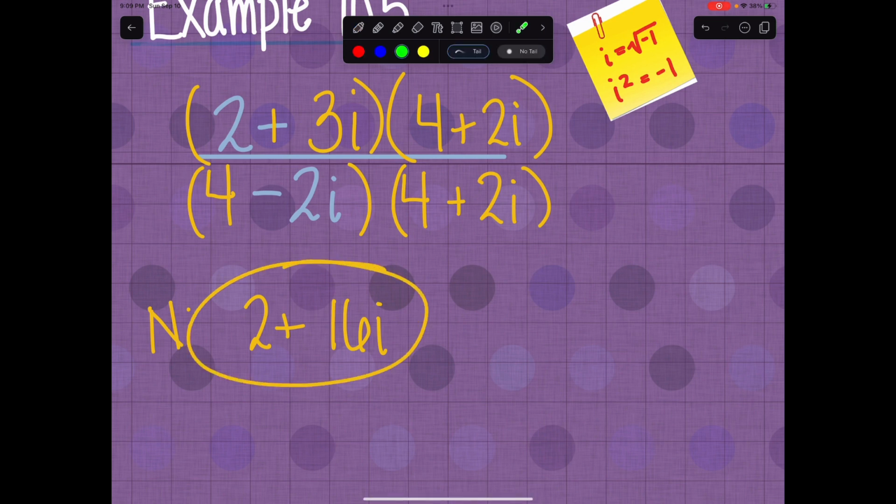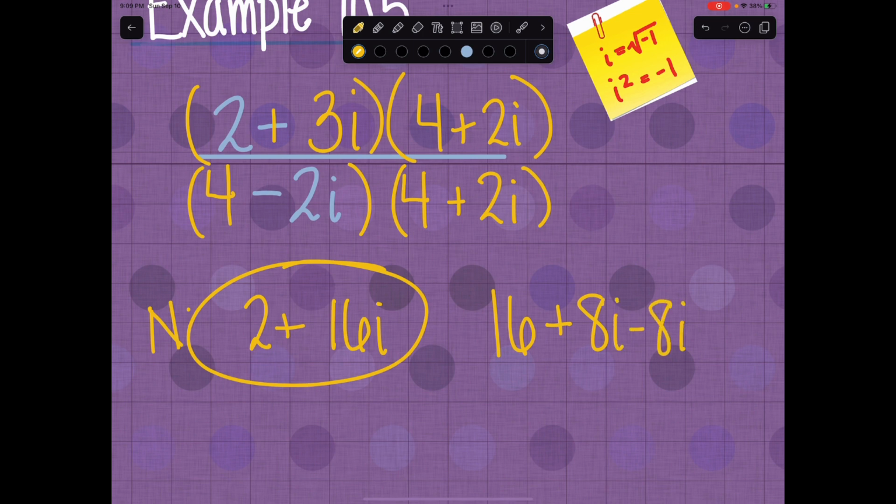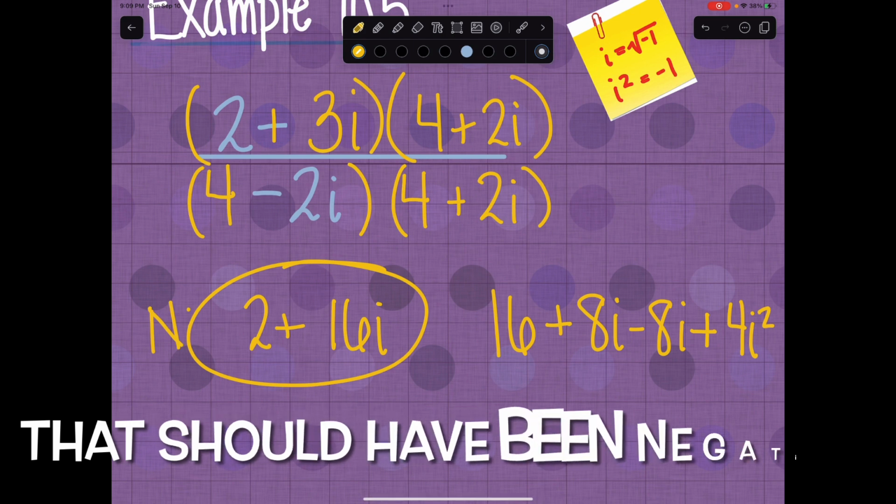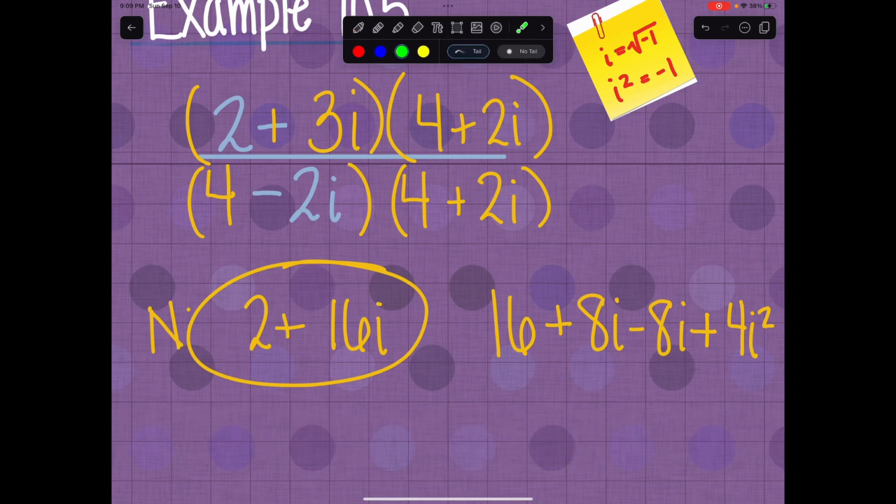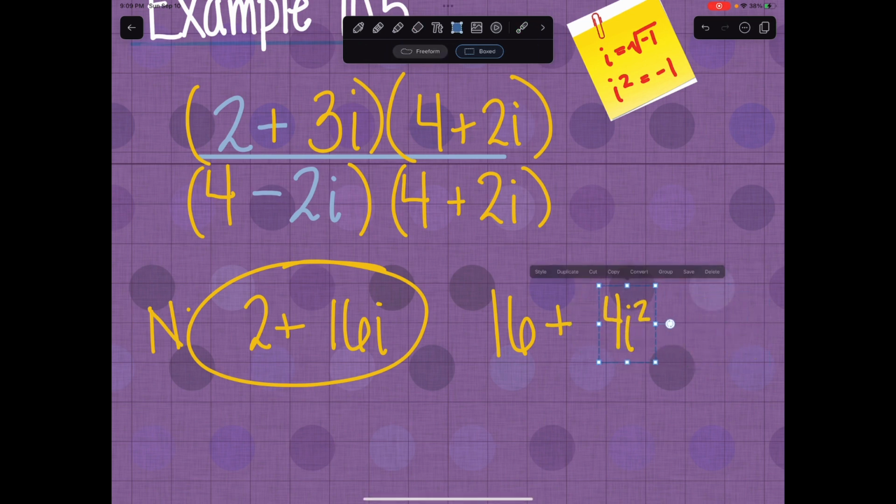Let's do the same thing to the denominator. Multiply that out. So the first term is going to be 16 plus outside 8i minus 8i plus 4i squared. Okay, and look what happened. Because we multiplied by the conjugate, we just get rid of those two terms. That makes nothing. 16 plus 4i squared, but i squared is just a negative 1. So it's 16, that should have been negative 4i squared.